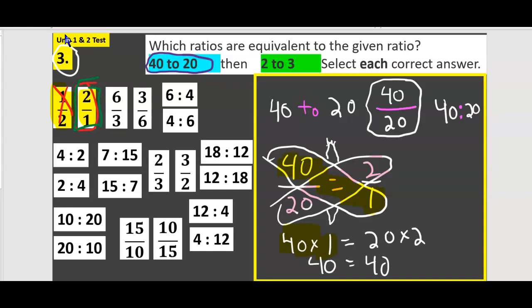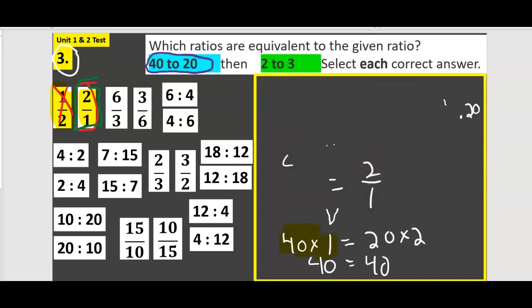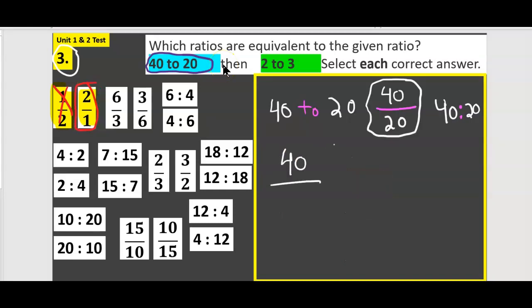Do I do one more with you? Remember, this is not exactly the same as your quiz, but it's close enough that you should be very successful with it. Let's try one more. Oh, you know what? Did I just notice something? 40 over 20 equals, should we do 6 over 3?